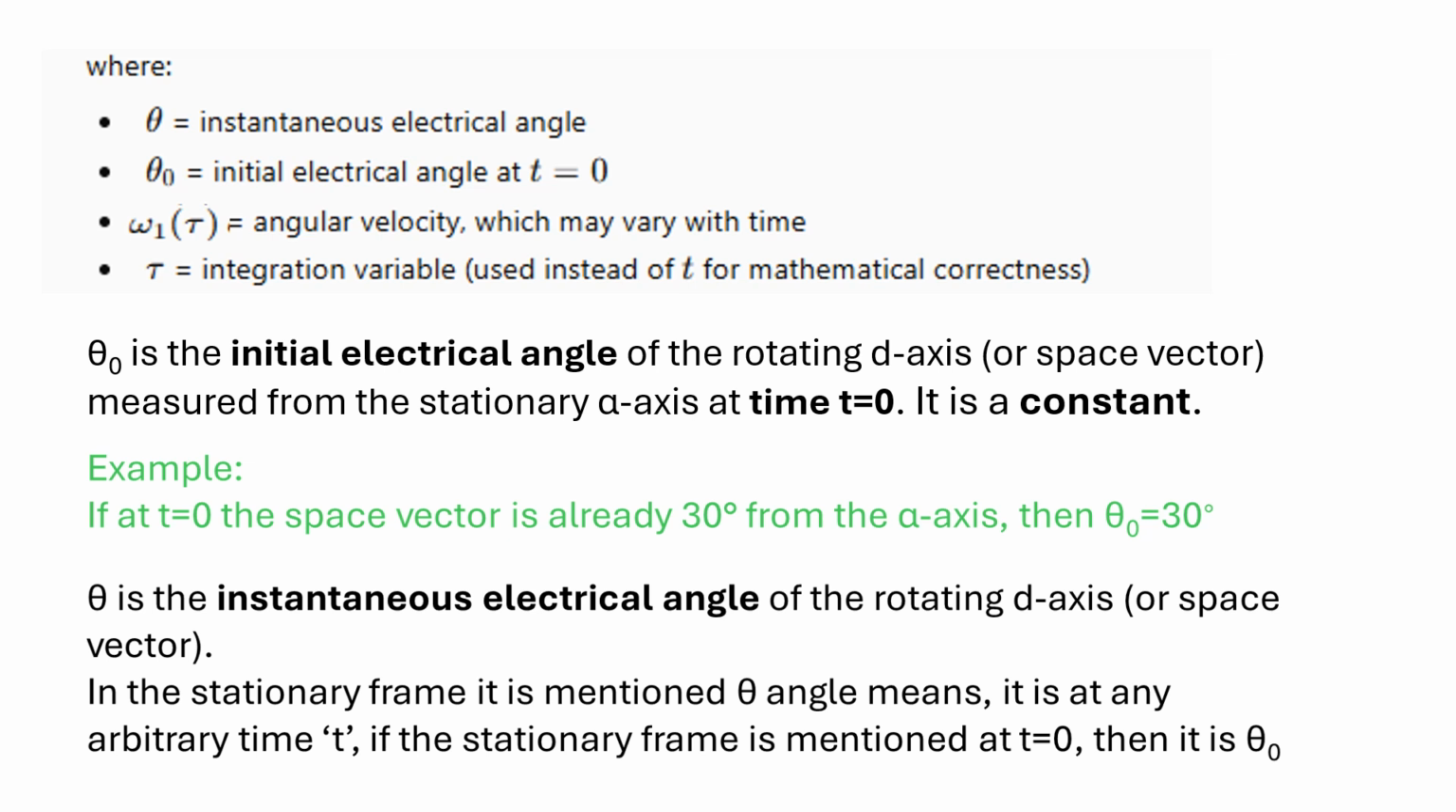The theta is the instantaneous electrical angle, the rotation of d axis or space vector. Omega 1 tau is the angular velocity which may vary with respect to time, and tau is the integral variable. In stationary frame it is mentioned theta angle means it is at any arbitrary time t. If the stationary frame is mentioned at t equals 0, then it is theta naught.